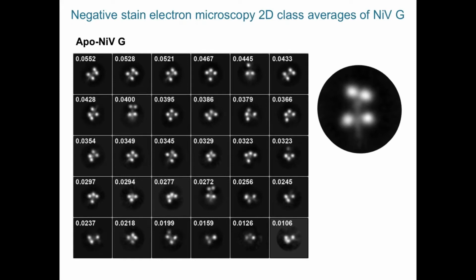In order to visualize the conformation of Nipah-G, we performed negative stain electron microscopy. What are shown here are the 2D class averages of Nipah-G and their distribution from 2 rounds of classification. A representative class average is shown on the right. These show that Nipah-G does form a tetramer of globular head domains around a central stalk.